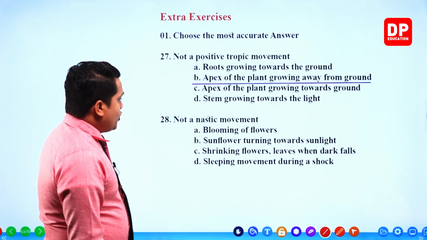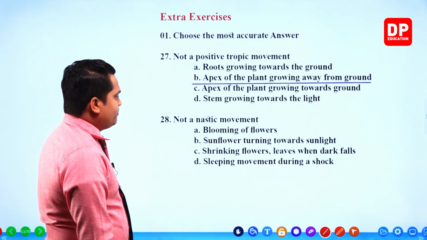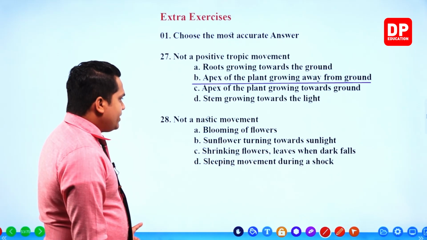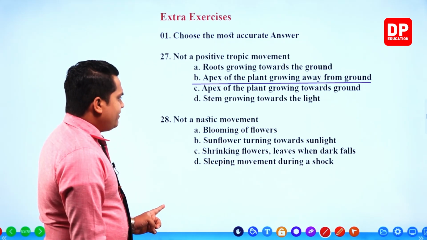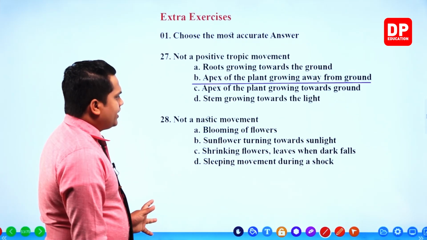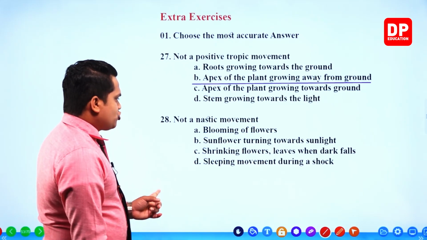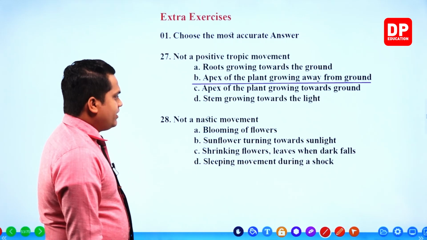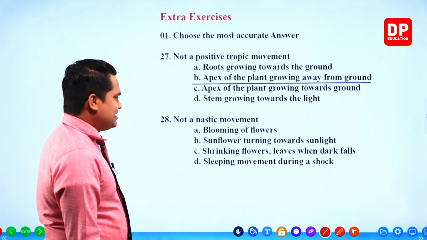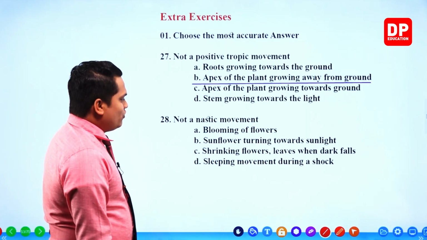Next one, not a nastic movement. Not a nastic movement. That means it should be a trophic movement. Blooming of flowers, nastic movement. Sunflower turning towards sunlight, we don't know about that one. We'll go for the other ones. Shrinking flowers, leaves when dark falls. When dark falls, shrinking. That means sleeping movement, right? So it is also correct. Sleeping movement during a shock.